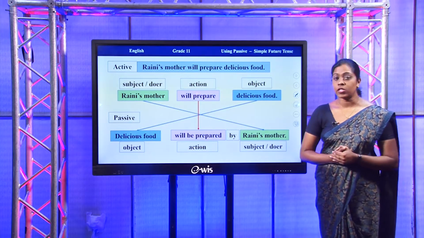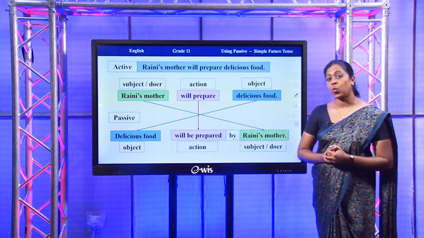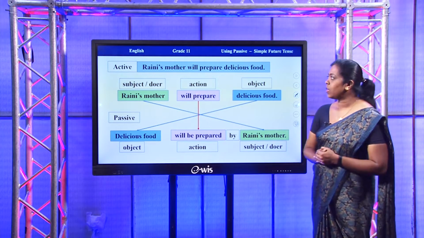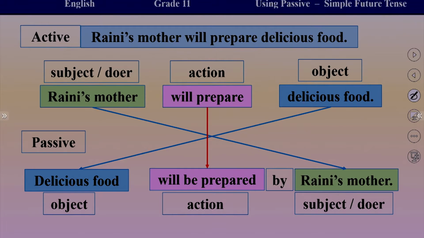Right, focusing on the structure, I have taken one sentence to explain. Look at the sentence. It is written in simple future tense. The active form is Raine's mother will prepare delicious food. Now let's identify the subject, verb and object of this sentence as usual.